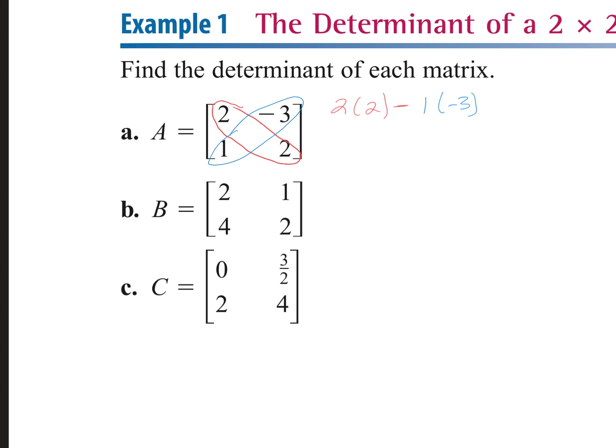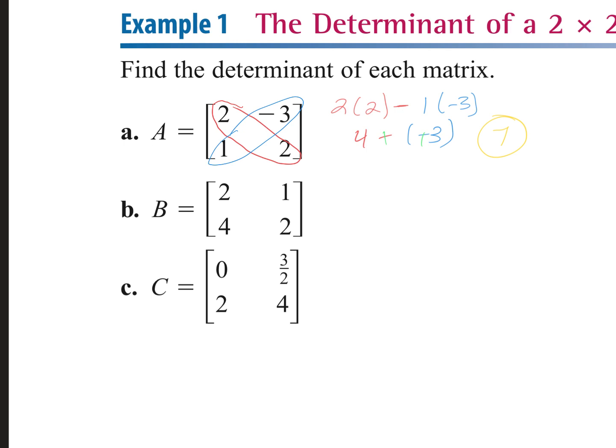What is 2 times 2? 4. Minus, what's 1 times negative 3? Negative 3. So what's 4 minus a negative 3? 4 plus 3, which is 7. All right, do you guys see where signs are so very important? Big difference between 7 and 1. And you'll see the impact it'll make on Monday.